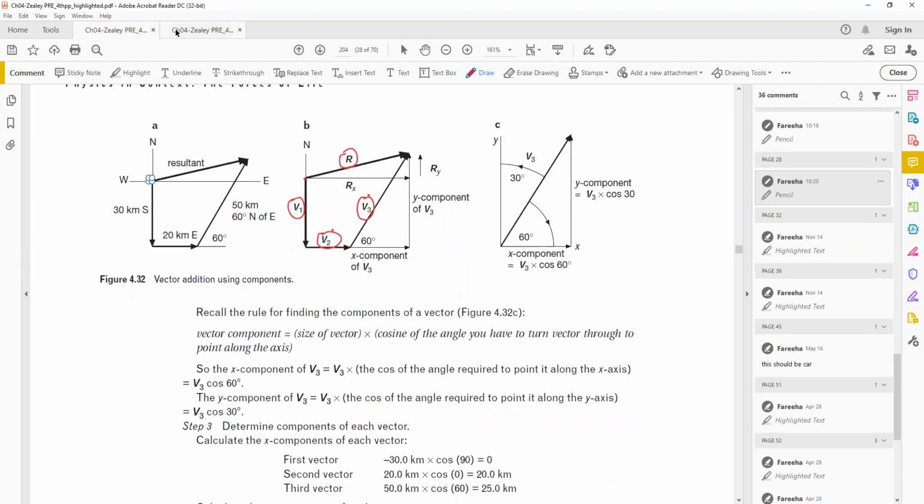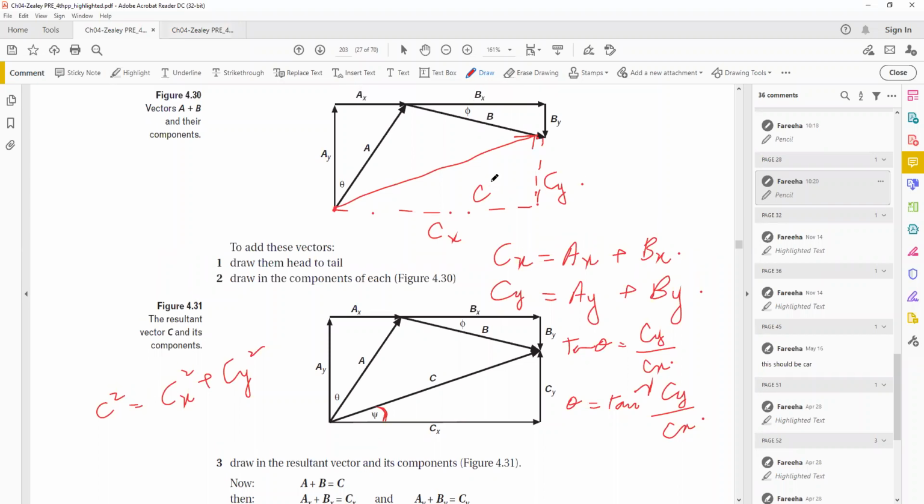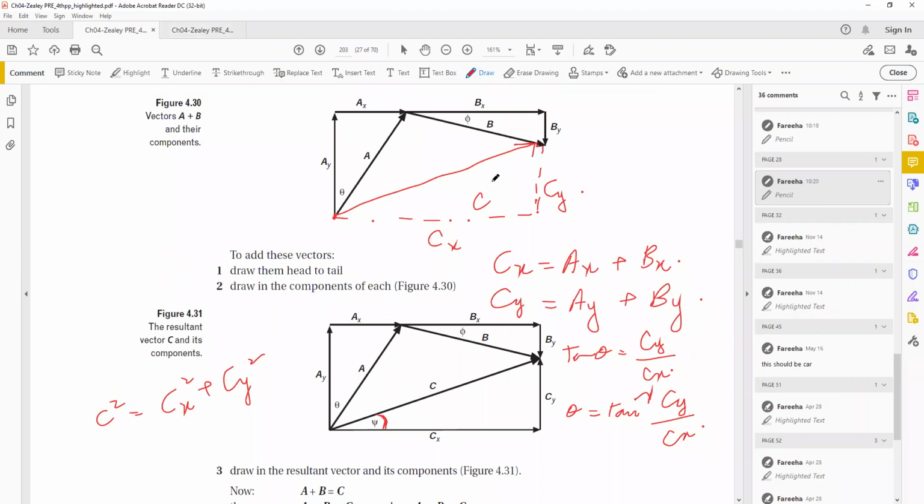I told you and explained it above. Look, follow this example. What did we have to do? What was the first step? Join them, ma'am, head to tail rule. That you have already done. After that, draw in the components of each. Here there was A, we determined the components AX and AY. You just don't have to draw it, you also have to calculate them. Similarly, we had B, we determined the components BX and BY of B.